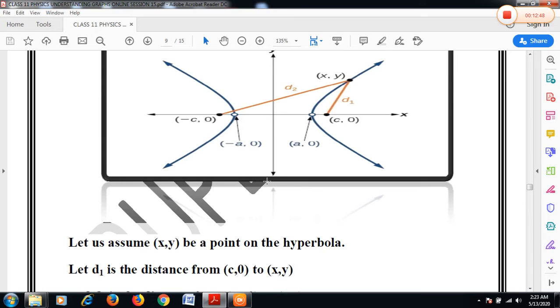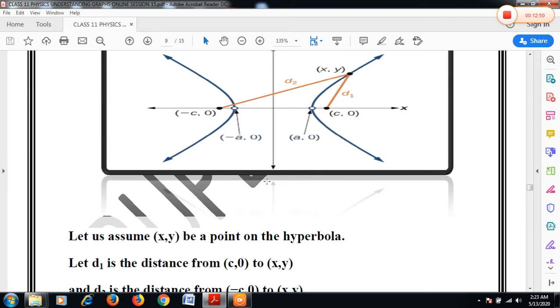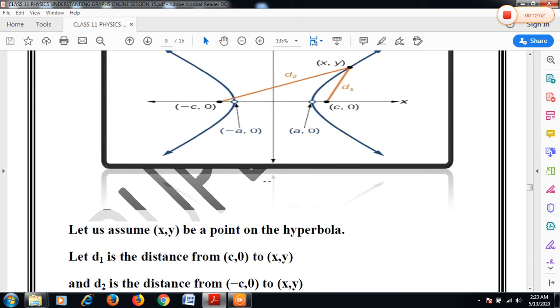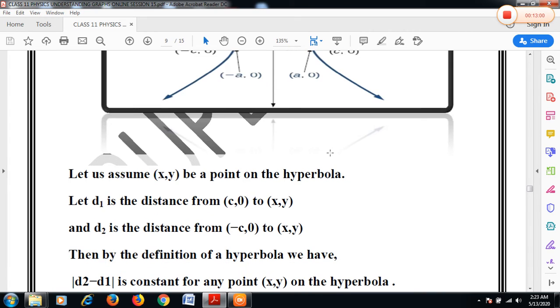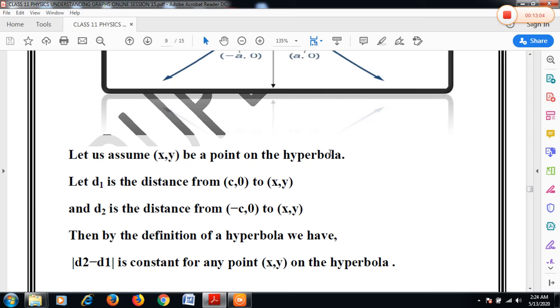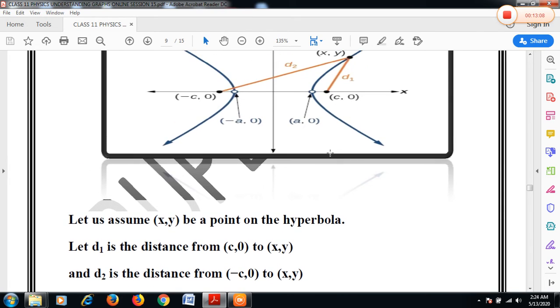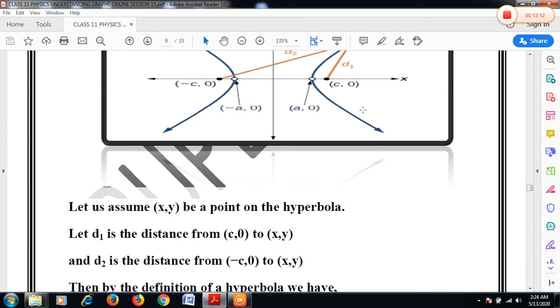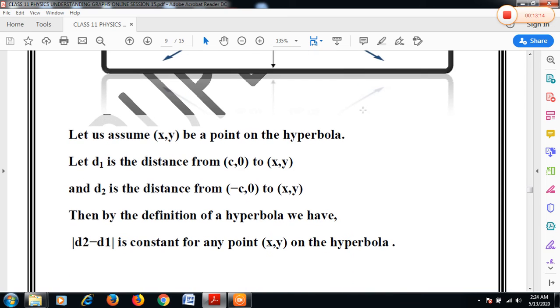Let us assume (x, y) is a point on the hyperbola. Any point we can assume. Let d1 be the distance from (c, 0) to (x, y) and d2 be the distance from (minus c, 0) to (x, y). Then by the definition of the hyperbola, as we have already said, mod of d2 minus d1, that is the difference of these two distances, in magnitude is constant.